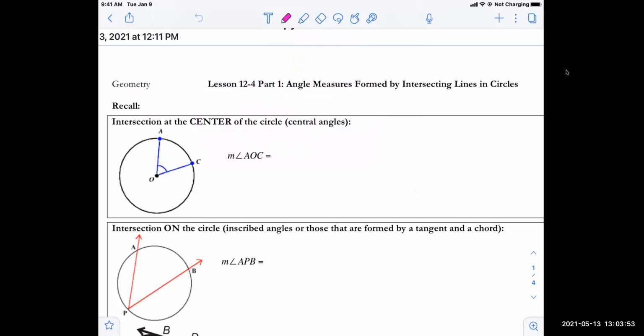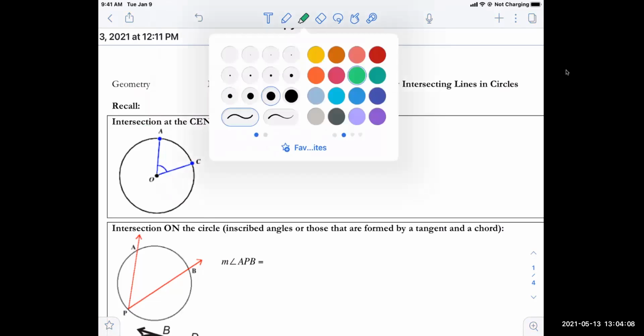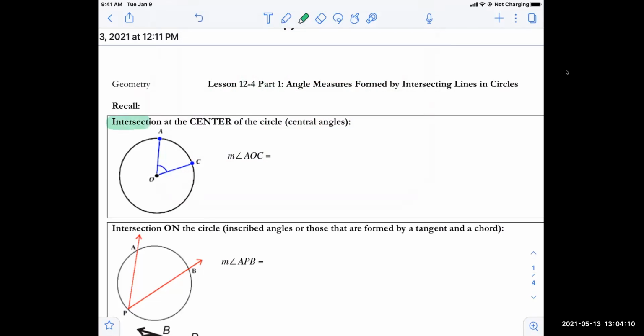The focus of this lesson is going to be, where is the vertex of the angle? So first of all, if the intersection is at the center of the circle. Now, when I'm saying intersection, that means it could be two chords, it could be two secants. If it forms an intersection at the center of the circle, that means that they're central angles. Right? So that would be the situation.